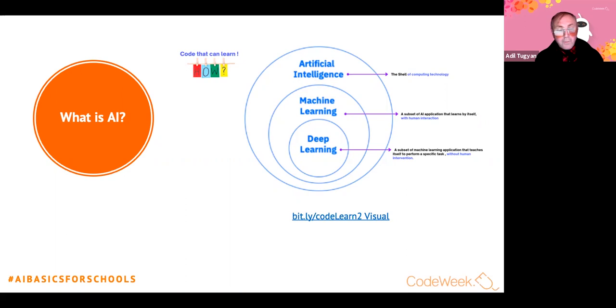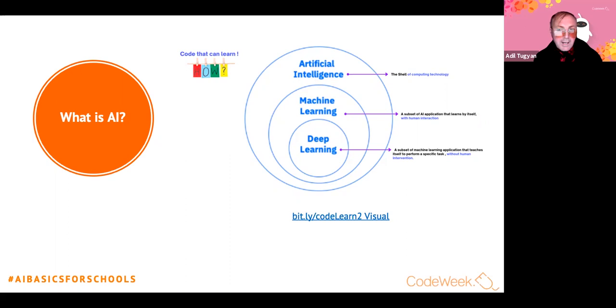as you see in this diagram. Artificial intelligence is the universe of computing technology. So it includes every kind of intelligence closer to human intelligence. And we have machine learning. Machine learning is a subset of artificial intelligence. It can learn by itself, but requires human involvement. So there must be somebody always taking care of it, and maybe at intervals upgrading it.